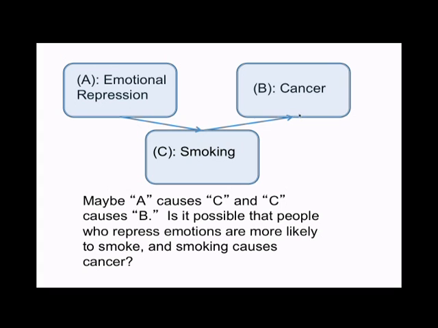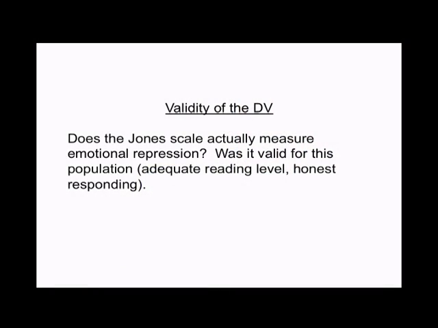Well, let's try another idea. Maybe A causes C and C causes B. In other words, maybe there's some extraneous variable, some additional variable that hasn't been accounted for that explains the relationship. So maybe people that repress their emotions are more likely to smoke, and maybe smoking causes cancer. So that's an alternative explanation.